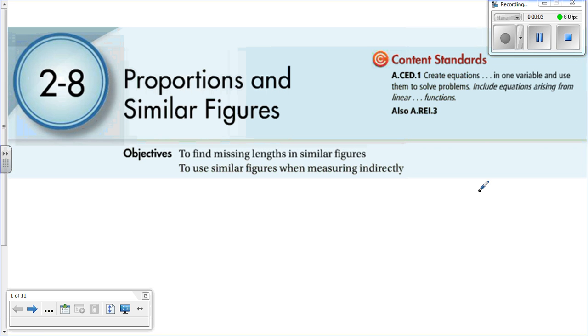Okay, this is chapter 2, section 8. This will be a shorter video because it's taking a lot of the same concept that we learned last section. It's just now applying it to shapes. So we're going to be dealing with proportions and similar figures. The objectives here are to find the missing lengths in similar figures, which we'll explain what they are in a second, and then to use similar figures when measuring indirectly.